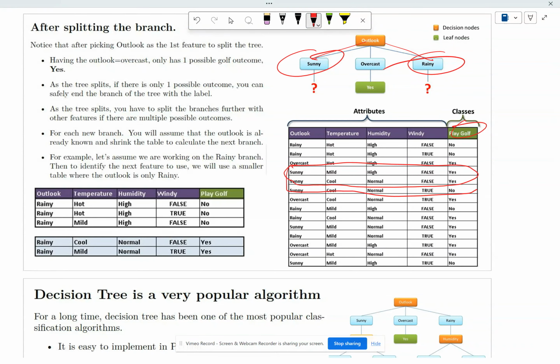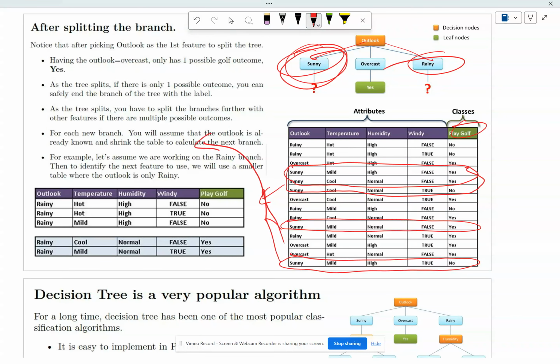These are the sunny ones. This is sunny as well, and this is sunny. So essentially, given sunny, we take all these and create another table. This will create a table where the outlook is always sunny, right? And assume that sunny is already known. Now you have a smaller table where it's temp, humidity, wind, right?